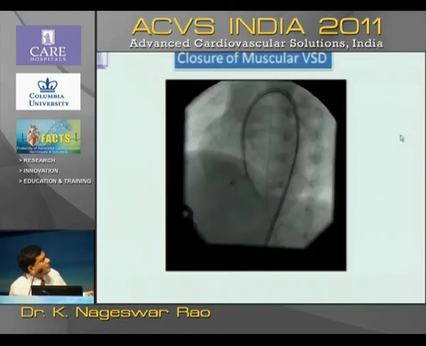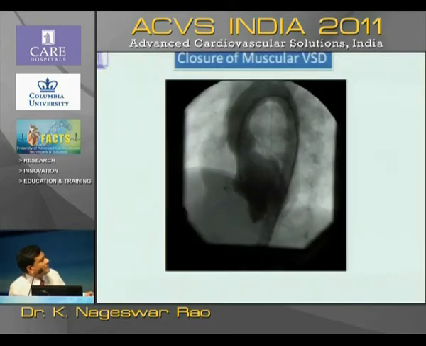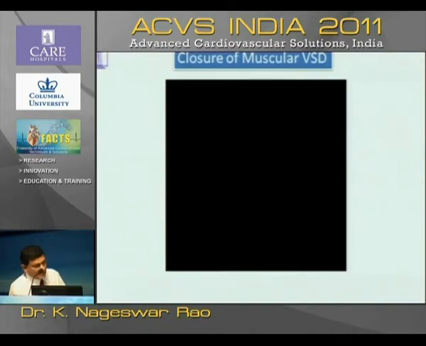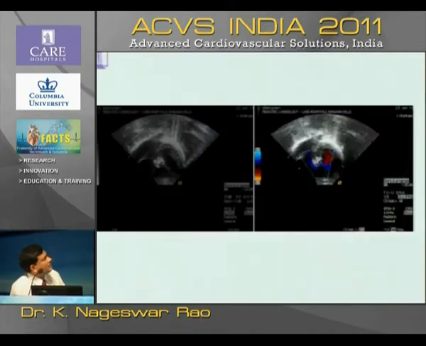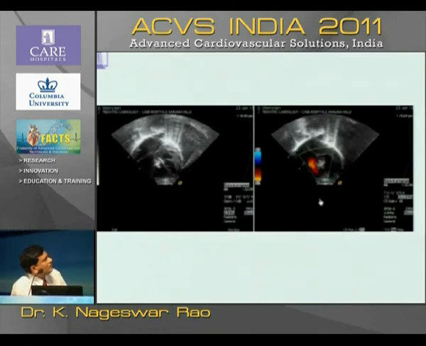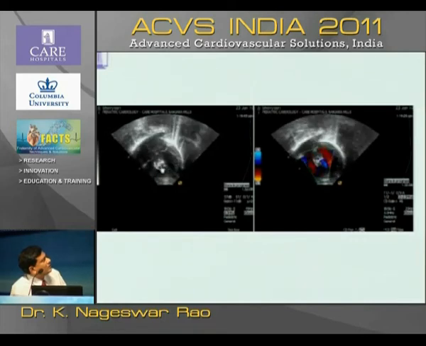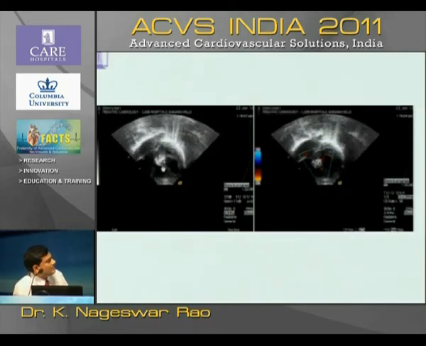So once you deploy, you can see the angiographic result. Most of the time you get this, and the shunt has totally disappeared. So closure of the muscular device in small babies is fairly simple. You can see the echocardiographic pictures here, and there is no shunt, and the device looks good, the central waist is positioned across the ventricular septum with a disc on either side.